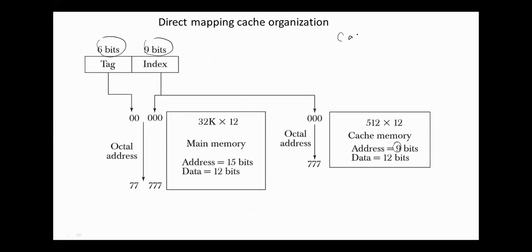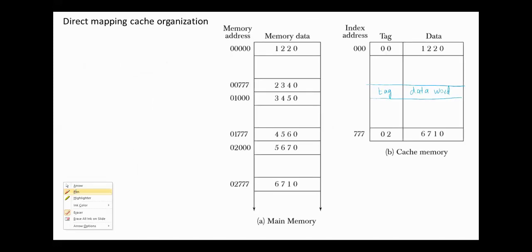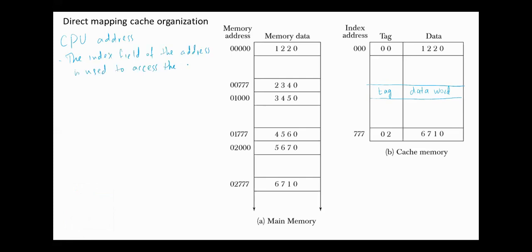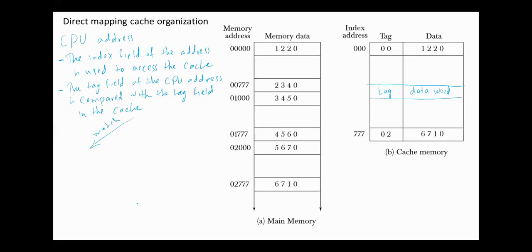Each location in the cache consists of the data word and its associated tag. After a CPU generates a request, the index field of the address is used to access the cache. The tag field of the CPU address is compared with the tag field in the cache. If the two tags are equal, in this case, we have a cache hit and the desired word is found in the cache and it's read and transferred to the CPU.